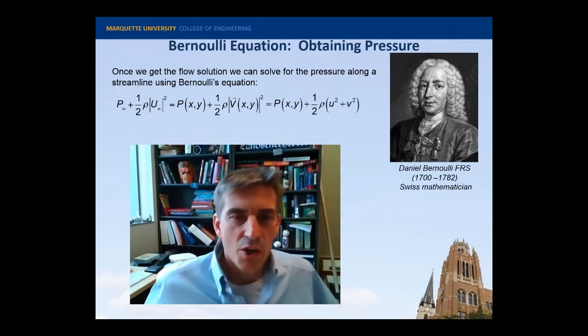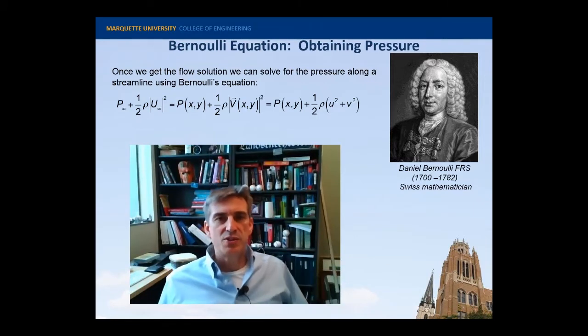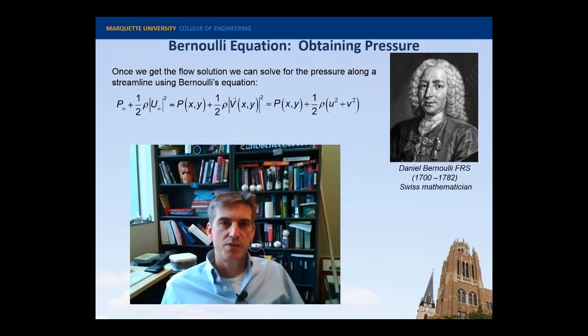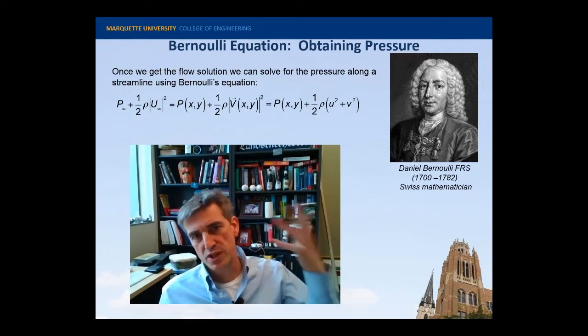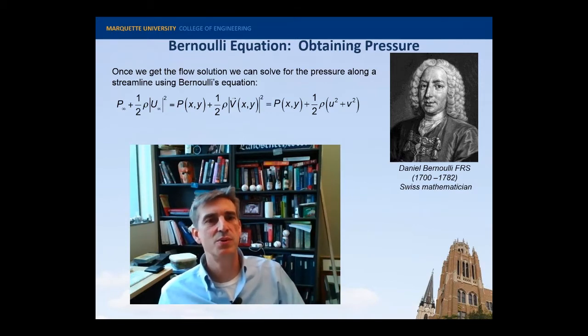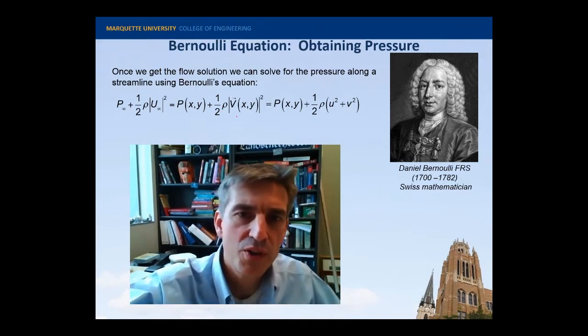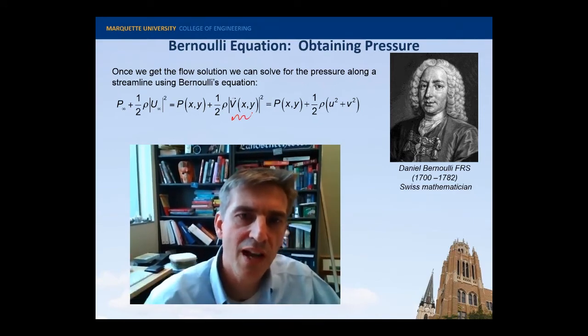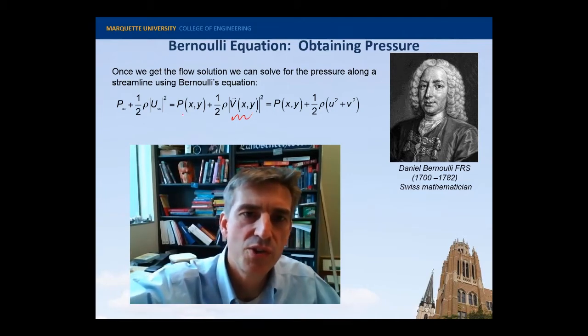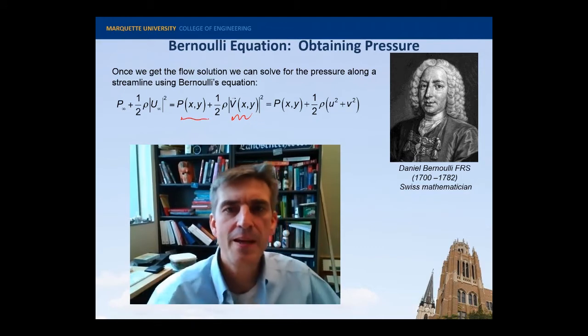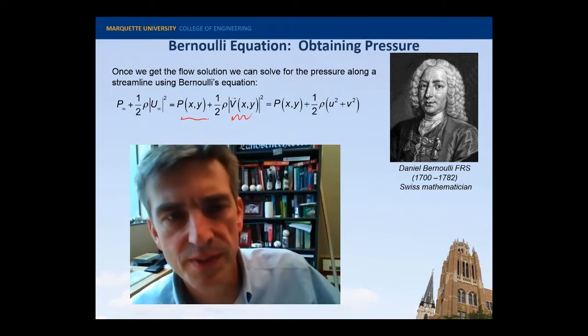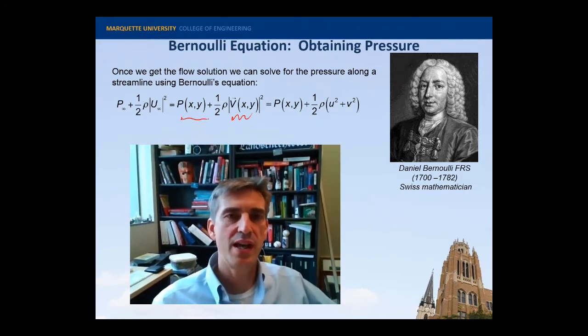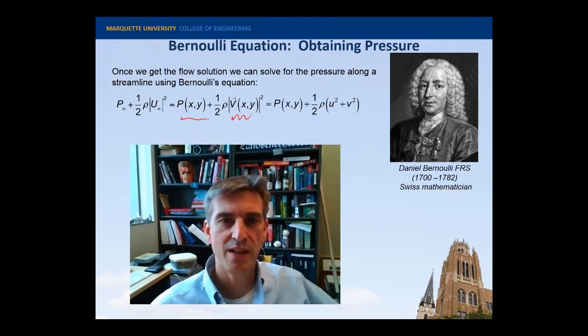All right. So imagine that you have a solution to the Laplace equation. So you've got the potential function and the stream function. From that we can calculate the velocity. Then we can insert this velocity into the Bernoulli equation and solve for the pressure, right? So this is the equation that relates pressure and velocity.